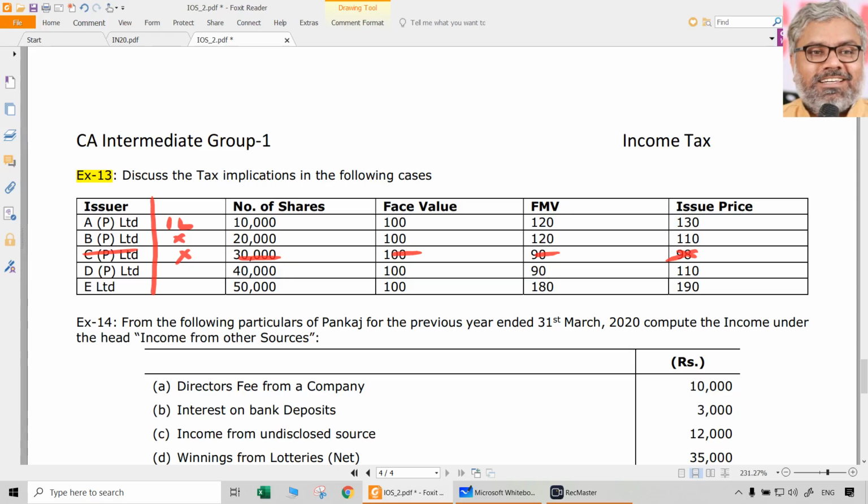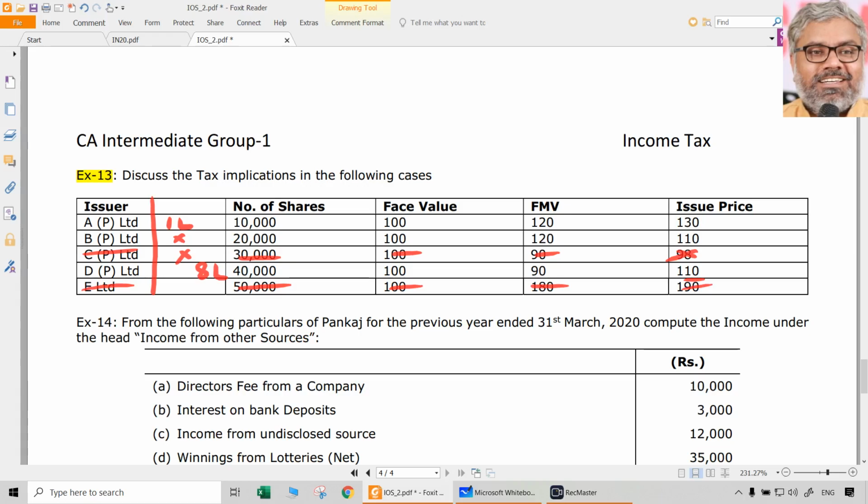D Private Limited, face value 100 rupees, fair market value 90 rupees, issue price is 110 rupees. So shares are issued at premium, but issue price is more than fair market value by 20. That means 20 into 40,000, 8 lakhs rupees will become taxable in the hands of D Private Limited. Difference between issue price and fair market value, 20 into 80,000, 8 lakhs. Because shares are issued at premium and issue price is more than fair market value. That's it.